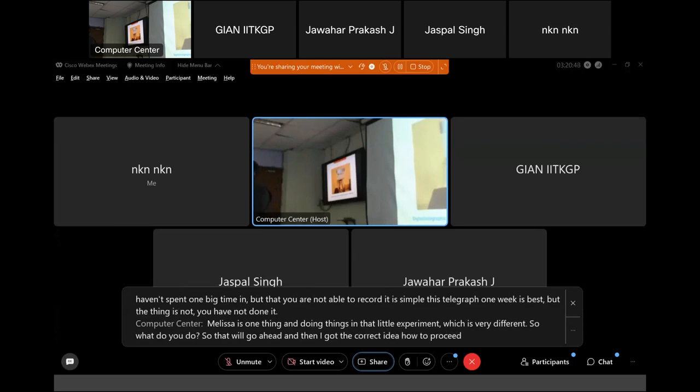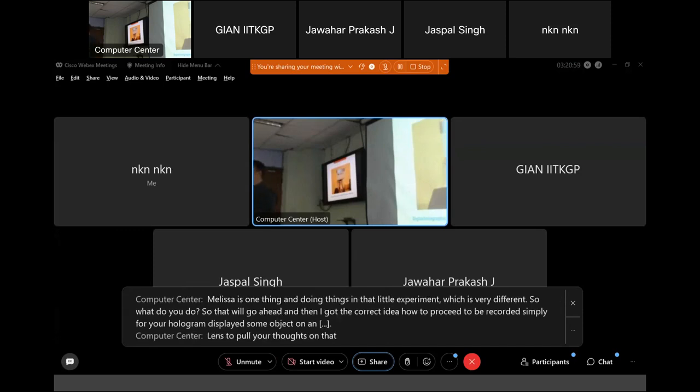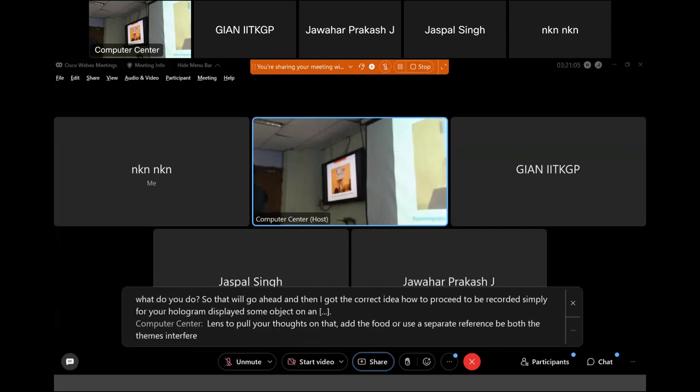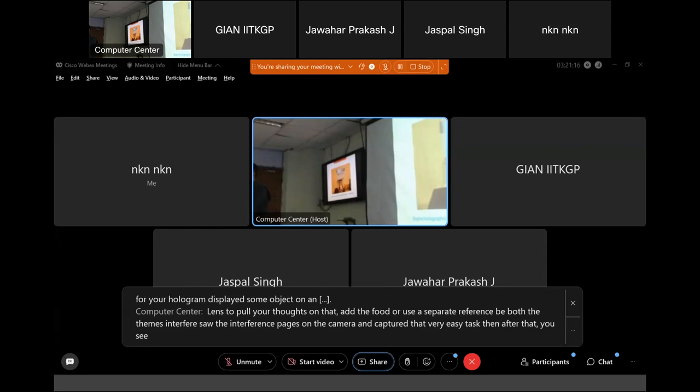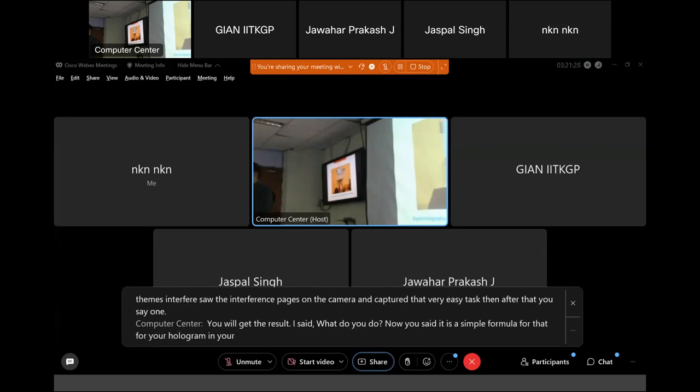So we recorded a simple Fourier hologram. We displayed some object on an SLM, used a lens to Fourier transform it, and used a separate reference beam. Both beams interfere, and I saw the interference fringes on the camera and captured them. A very easy task. Then he said, one click, you will get the result. I asked, what to do now? He said, it is a simple Fourier hologram. Call that hologram in your MATLAB code and simply take the FFT2 of it.